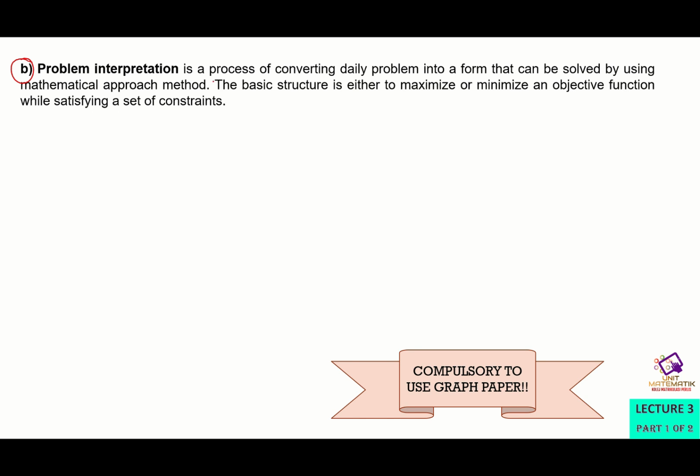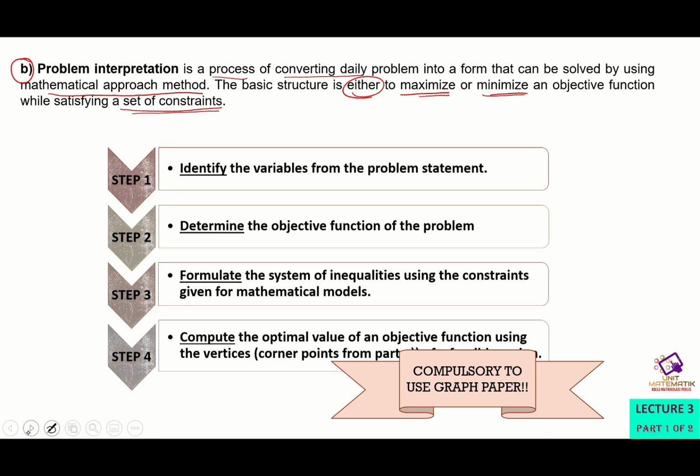Problem interpretation is a process of converting daily problem into a form that can be solved by using mathematical approach method. The basic structure is either to maximize or minimize an objective function while satisfying a set of constraints. So here you need to know our aim is either to maximize or minimize. So it depends on the question. So the steps are as follows.